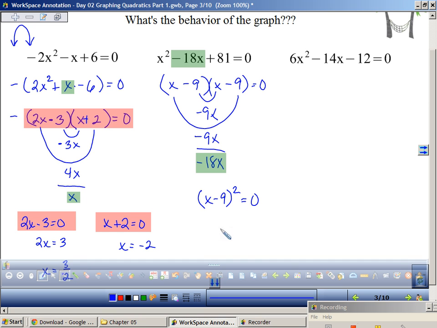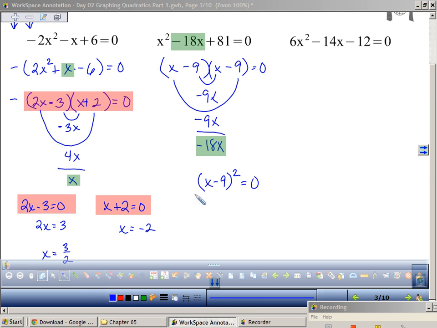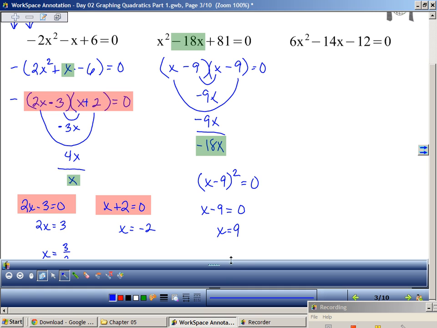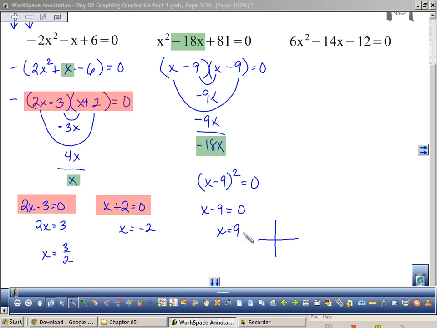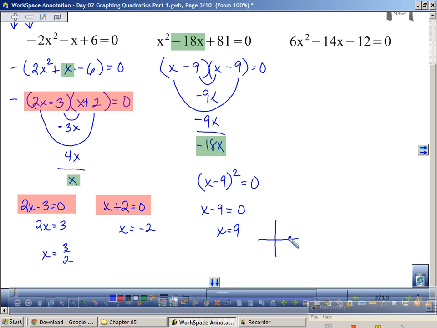What does this graph look like? First of all, if we solve for x minus 9 equals 0, what's that? X equals 9. So what would that look like on a graph? What did I just find? An x-intercept. If there's only one x-intercept, what's that graph look like? Not a line. This is the intercept. So if the intercept's over here at 9, what does that graph look like?